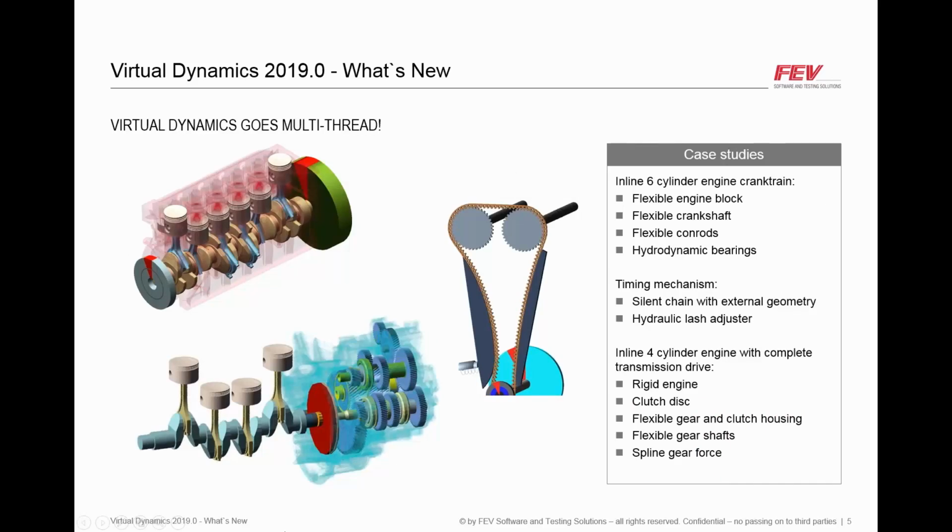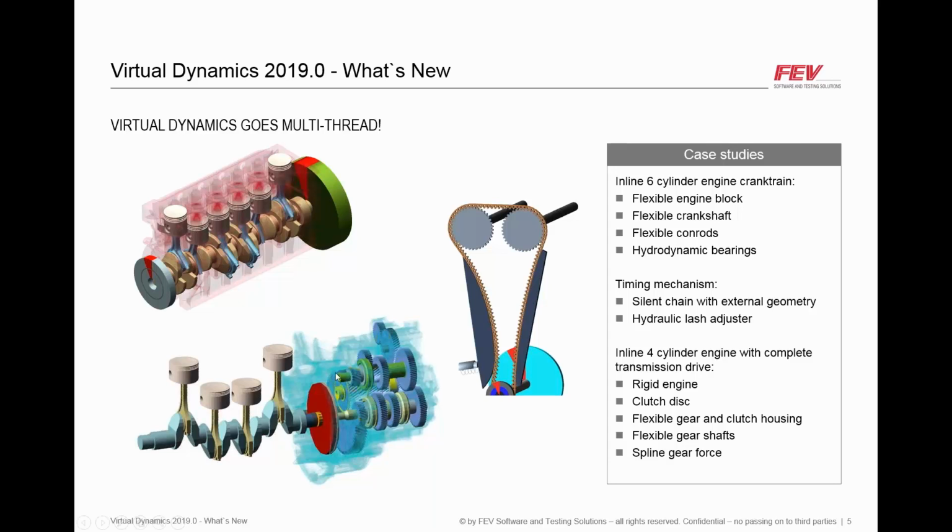There are 3 more case studies that we did. The other one is an inline 6-cylinder engine again. This is a crank train study, which is composed of a flexible engine block, flexible crankshaft, flexible con rods, and this time hydrodynamic bearings. Then the next is a timing mechanism, silent chain with external geometry, and hydraulic lash adjuster along with the sprockets, of course.